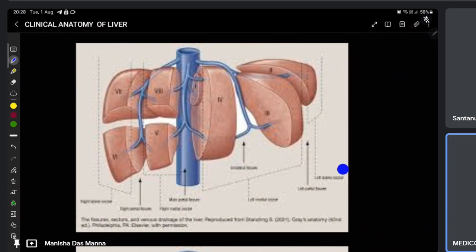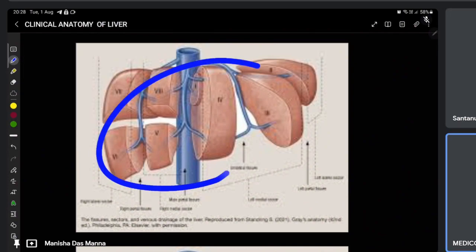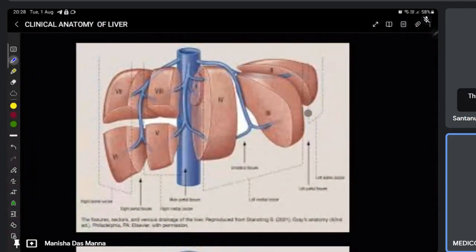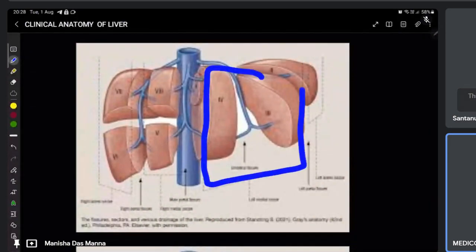It is a little bit hazy, but I'm telling you that this is actually the diagram which is taken from Gray's Anatomy. And this is your left lateral sector. Clear? This is the left lateral sector, and this is your left medial sector towards the midline. You can appreciate these things in the left medial sector: they are the fourth segment and third segment.